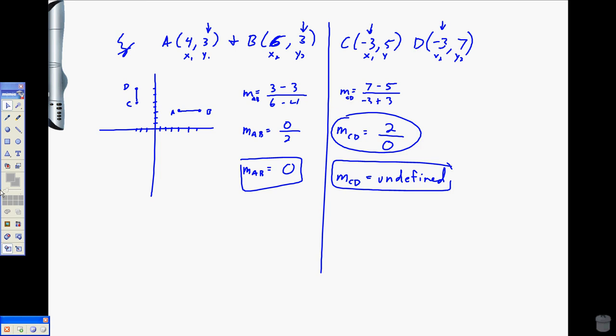Okay? And that's all it is. Rise over run, rise over run, rise over run. So you're changing your y divided by your change in your x.